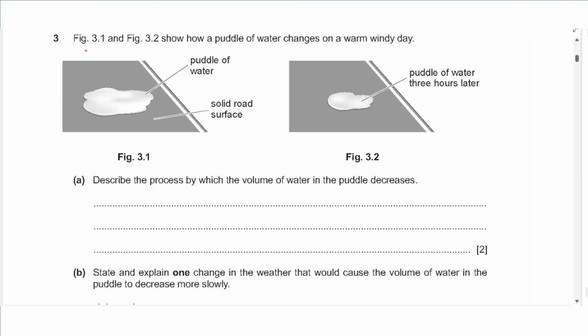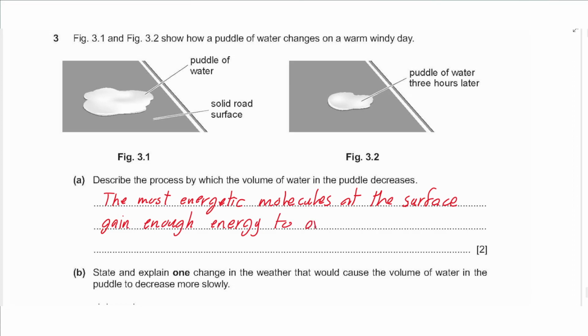The next question says figure 3.1 and figure 3.2 show how a puddle of water changes on a warm, windy day. Describe the process by which the volume of the water in the puddle decreases. So mainly the examiner wants us to describe evaporation. So we describe it as the most energetic molecules at the surface gain enough energy to overcome intermolecular forces and escape or change into gas.